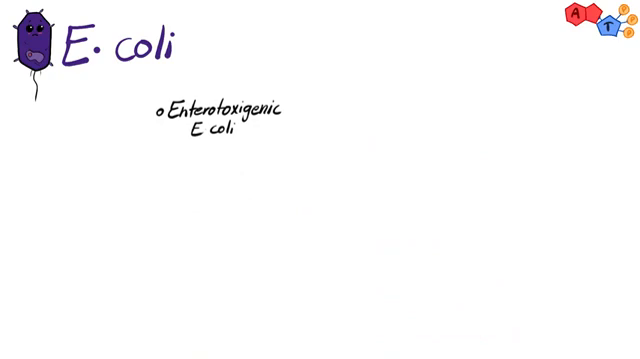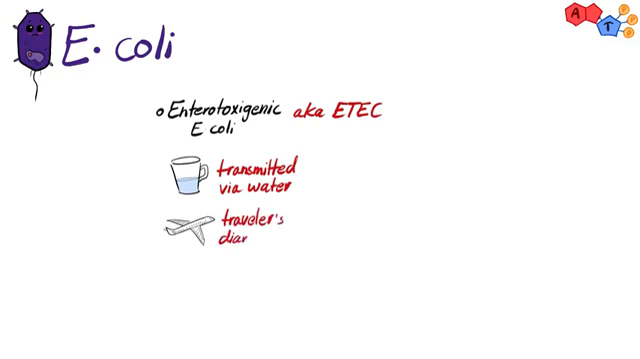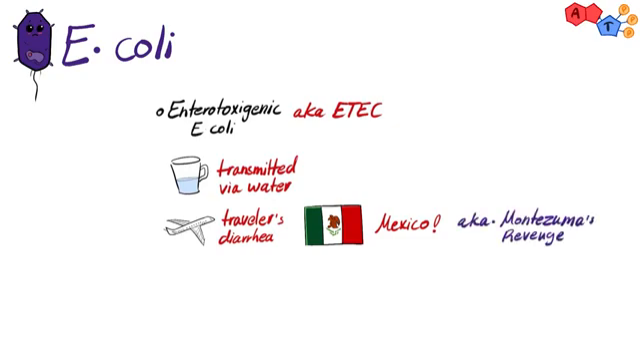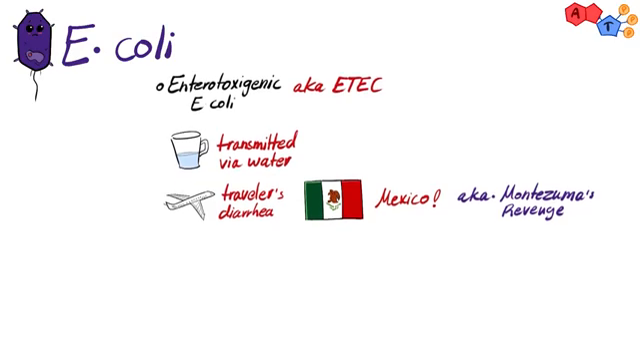Let's begin with enterotoxigenic E. coli, or ETEC for short. It's transmitted via water and is associated with traveler's diarrhea. And it's called so because of the classical clinical presentation, which is traveling to Mexico, where the patient drinks the contaminated water. Traveler's diarrhea is also known as Montezuma's revenge. Fun fact, Montezuma was an Aztec emperor back in the 16th century who used to rule Mexico.